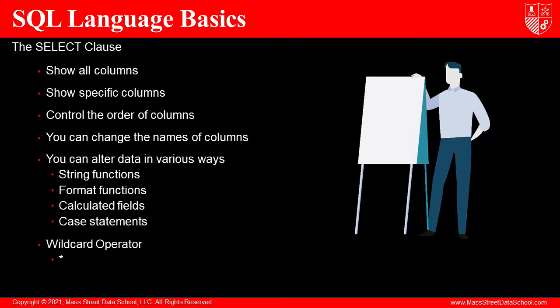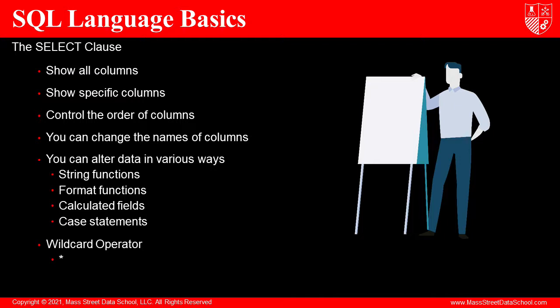You can alter how data is displayed with string and format functions. You can create new columns from existing data using calculated fields. You can display data based on conditions with case statements. This is not an exhaustive list of things you can do with the select clause. However, it does cover what is going to be taught in this class, because I believe there are certain things you can do with a select clause that you shouldn't be doing. Also, we are not going to talk about case statements just yet. That will come in the next lecture.